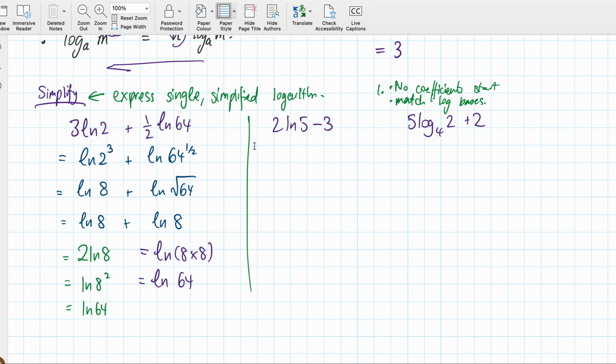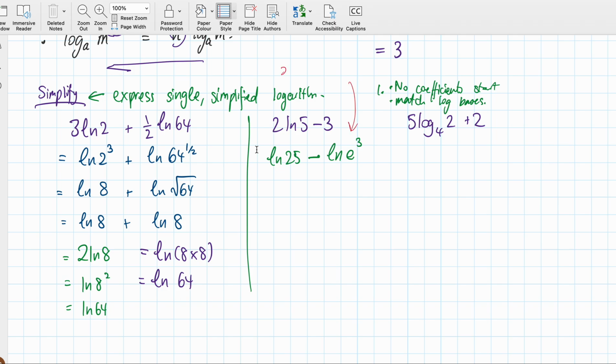That's going to become ln 25. So I'm just going to take my shortcut now. The 2 goes to 5, becomes 25. Then we need to make this 3 go into ln form. So I'm going to take ln e to the 3. Okay, so we're just tapping into that rule.